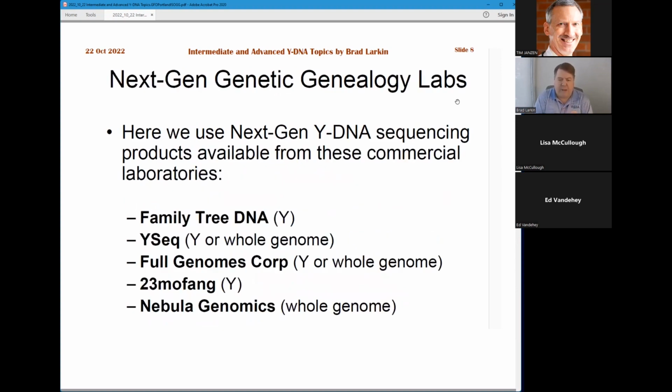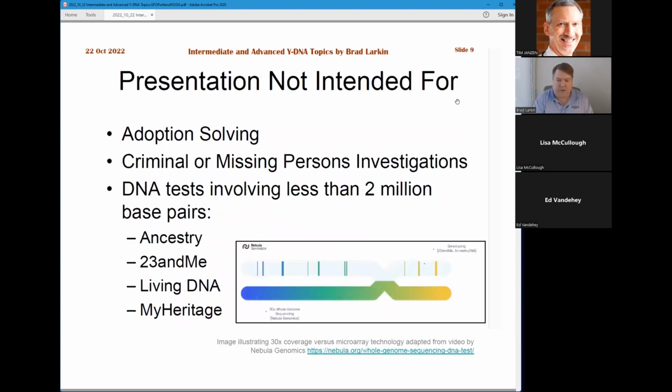The lab tests that we're looking for here include Family Tree DNA, YSeq, Full Genomes Corp, 23MoFang, and Nebula Genomics. This presentation is not intended for adoption solving, criminal or missing persons investigations, or DNA tests involving less than 2 million base pairs. So that's AncestryDNA, 23andMe, Living DNA, MyHeritage. If you've only got one of those tests and you want to apply the things here, you would need to upgrade or order one of those tests on the previous slide.